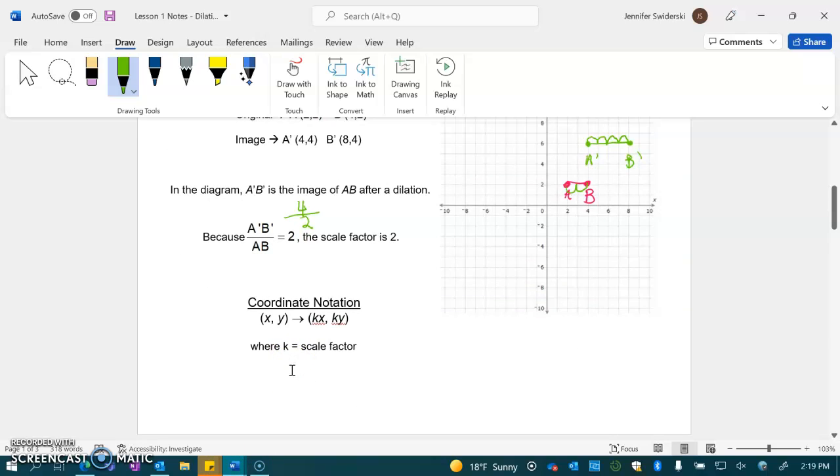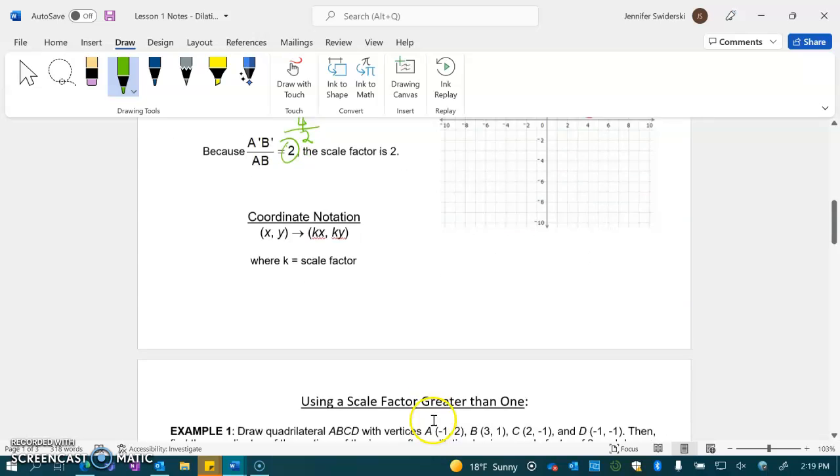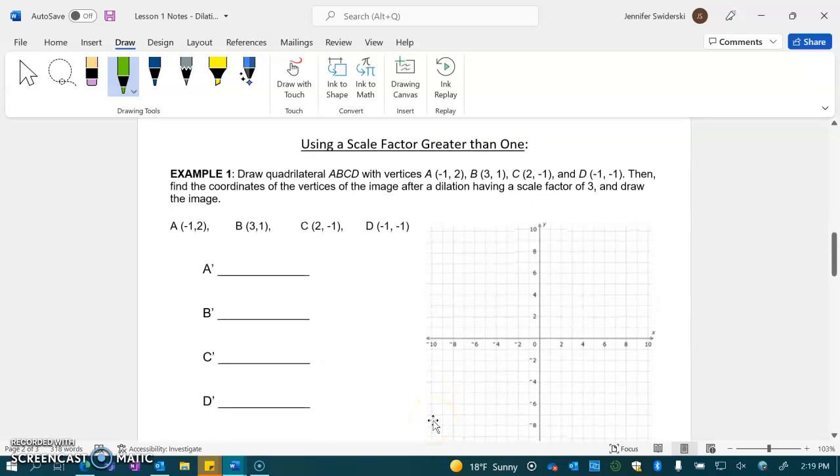Okay, so when we talk about coordinate notation, when we say XY, we're going to start talking about KX and KY, where K is going to be that scale factor, or this 2. So down below it says using a scale factor greater than 1. It says draw quadrilateral ABCD with the following vertices.